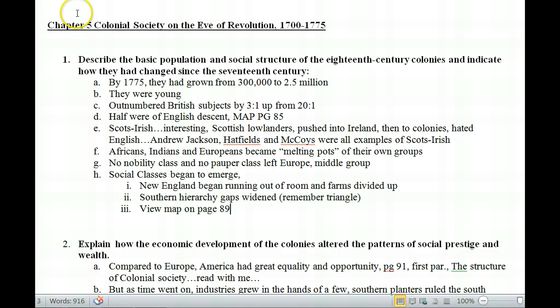Major growth in the colonies. They had grown, as you see here. They were very young, which leads to a lot of good things. Young, ambitious, hardworking, creative, ingenious, that's a word. They're going to outnumber British subjects 3-1, up from 20-1. And I think I have that right. Half of them were English.